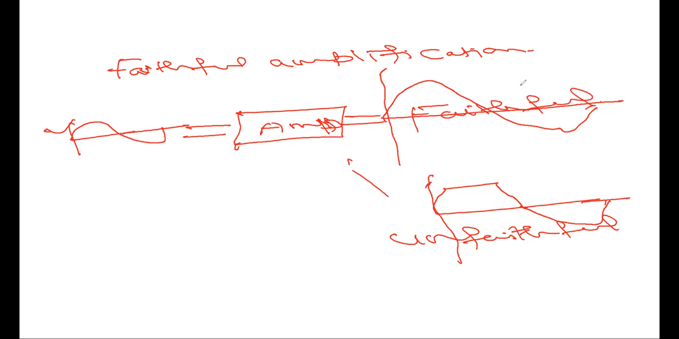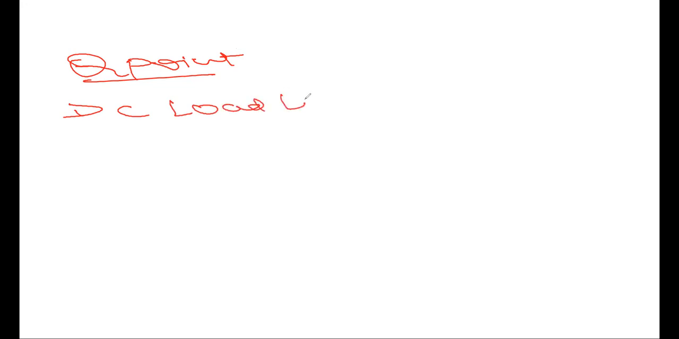So to get the faithful amplification, it is a necessary condition that the Q point should be fixed at the load line. So we should know about the Q point and DC load line. DC load line is nothing but a straight line on the output characteristics of a transistor.